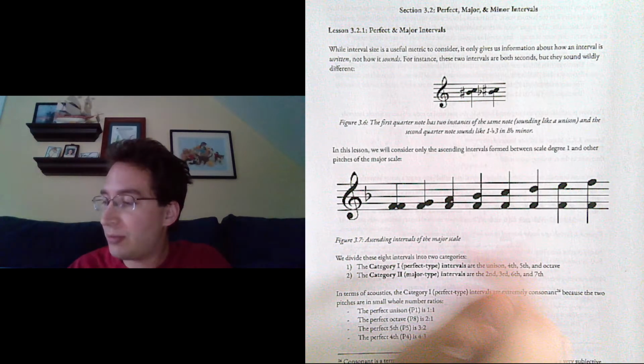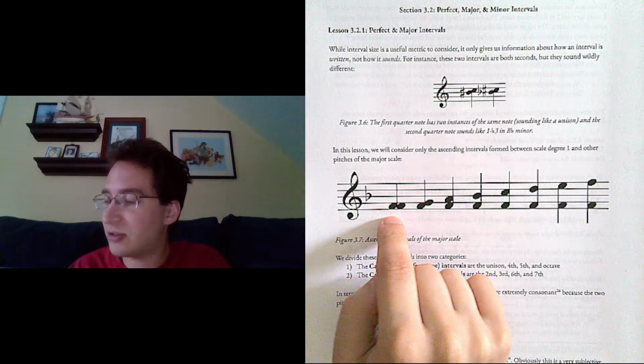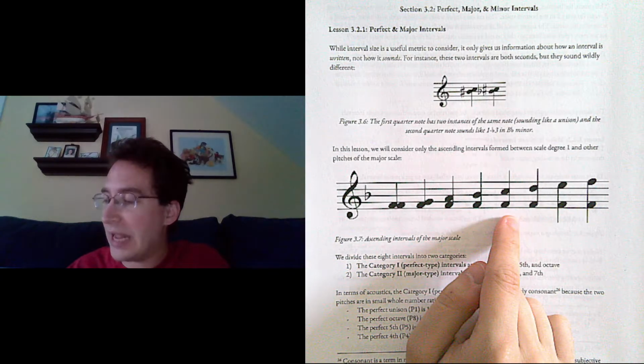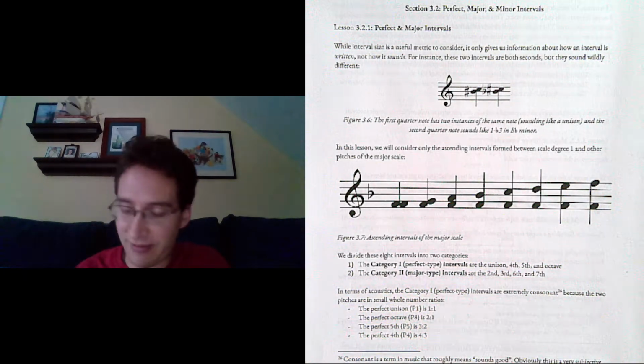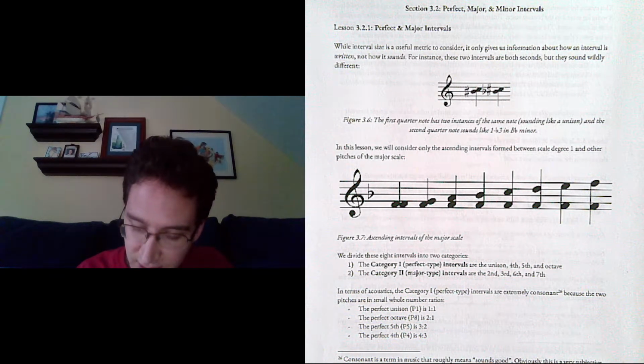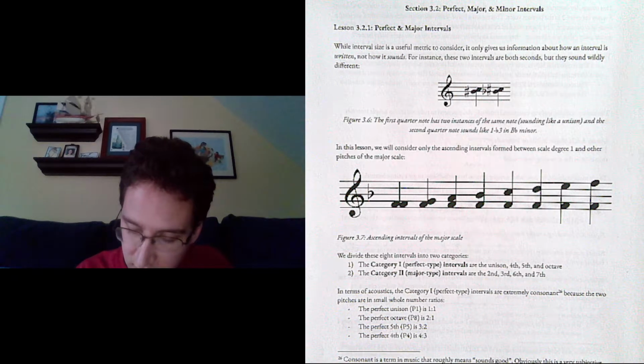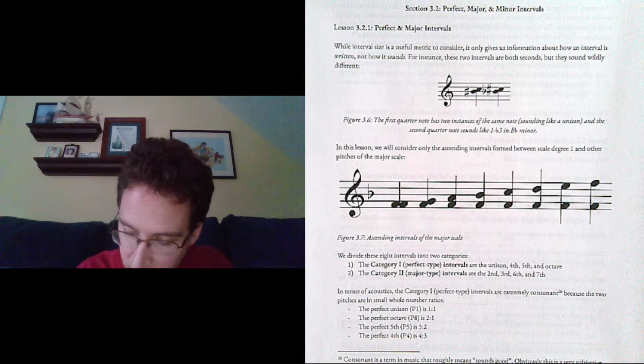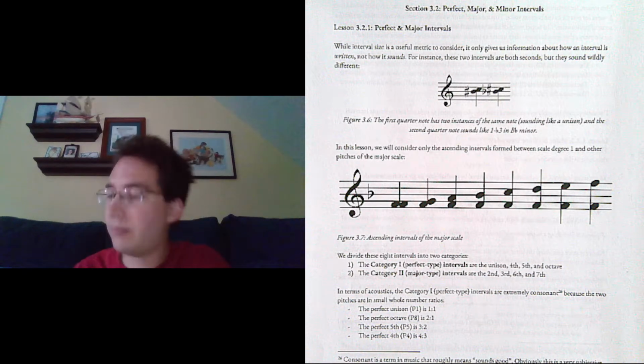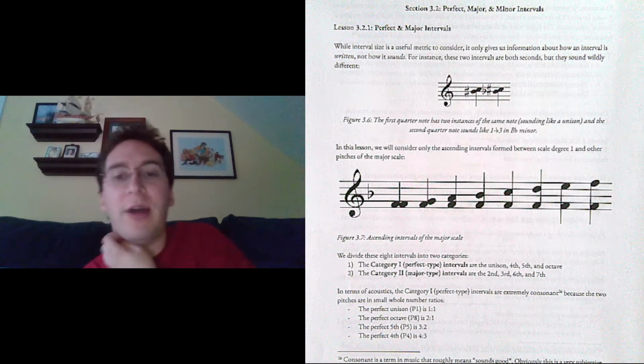So, in this lesson, we are only going to be talking about ascending intervals between scale degree 1 and other pitches of the major scale. So here's an F major scale, all put in a harmonic interval together with F. It sounds like this. So those are the intervals we're going to be worrying about.